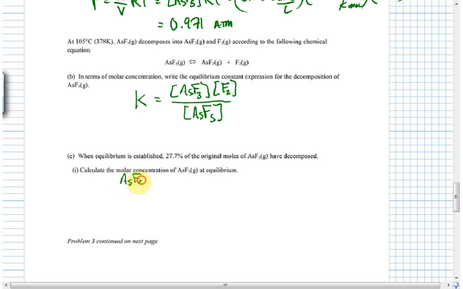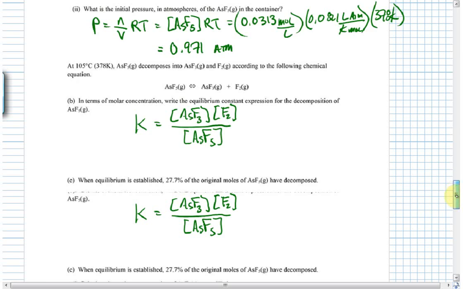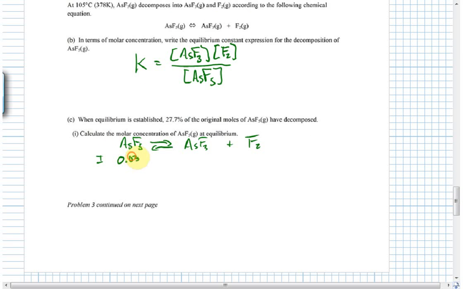Arsenic pentafluoride decomposing into arsenic trifluoride and fluorine gas. Initially, I have nothing but the arsenic pentafluoride. Its initial concentration is 0.0313. This is 0 and this is 0. The change is going to be minus, and I don't know how much the change is, 27.7%, or 0.277 times 0.0313. So 27.7% of the arsenic pentafluoride decomposes.